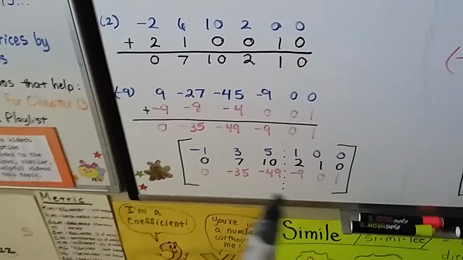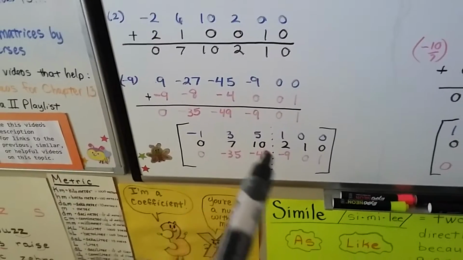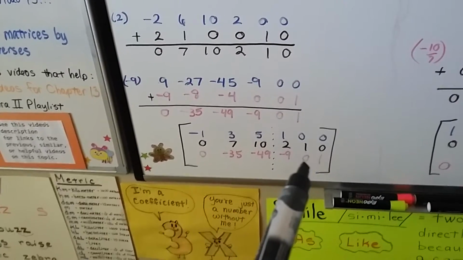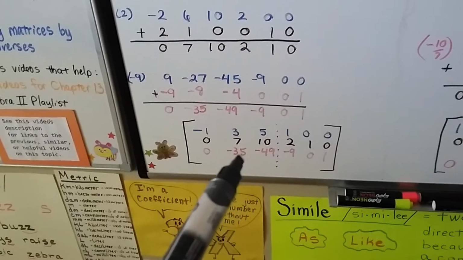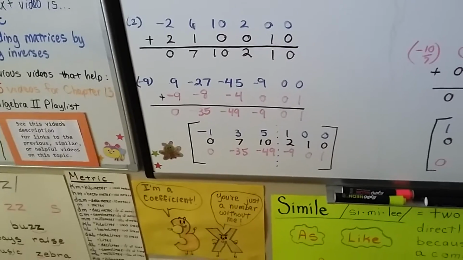So now this is what our new matrix looks like. Look at even the identity side is starting to change. See that? But we still need all 1s coming down here and 0s above and below it. So we have to keep working, okay?